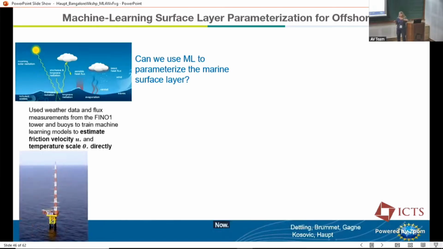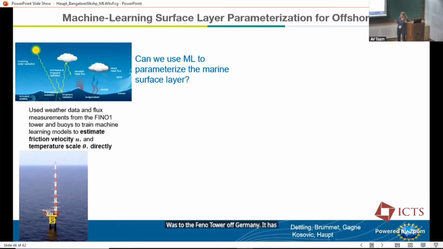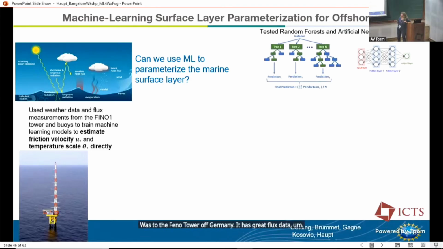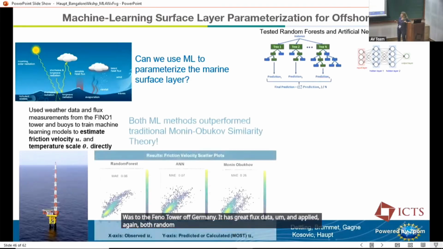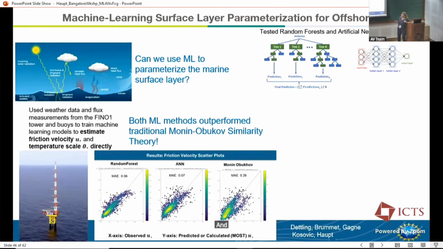Now, this is a first, we're in the midst of doing more cases, but the first application was to the FINO tower off Germany. It has great flux data and applied, again, both random forest and artificial neural network. And here you see the random forest, the artificial neural network, and MO theory, MAEs for each. And yes, indeed, both methods outperform Monin-Obukhov similarity theory.